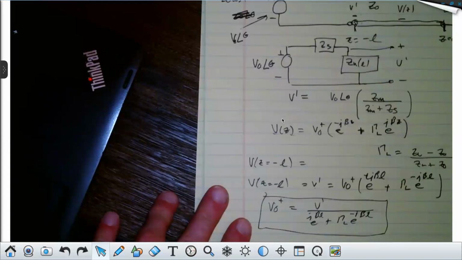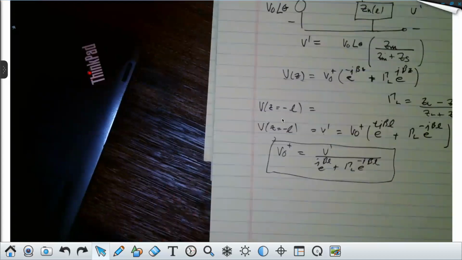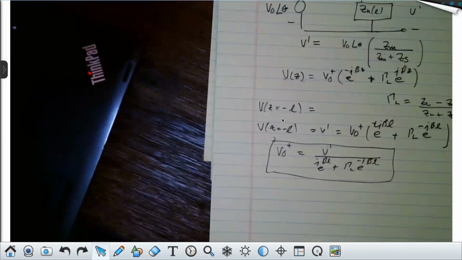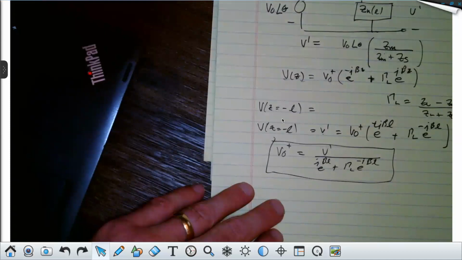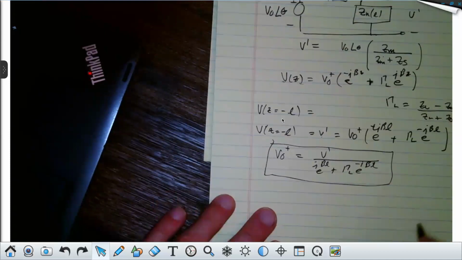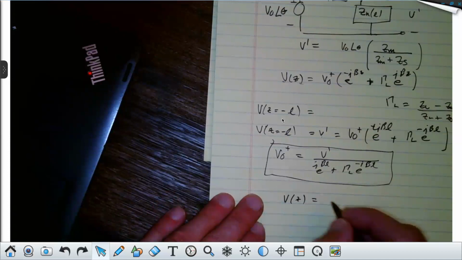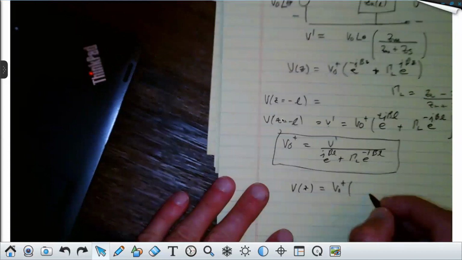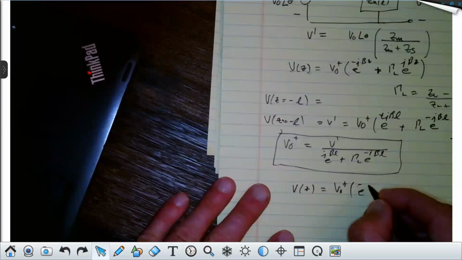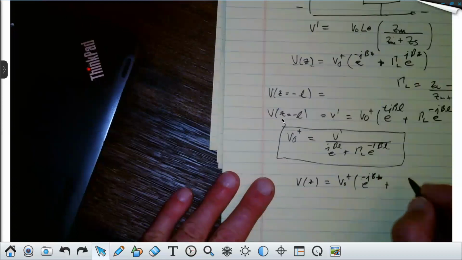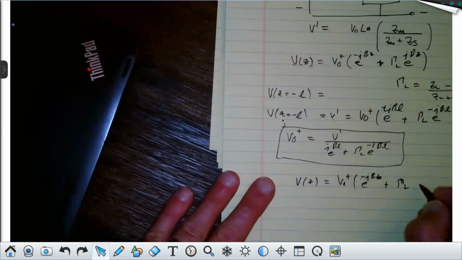Now, once we have V0 plus, if they want the voltage at the load or anywhere on the line for that matter, then regardless of where they want it, I can say that V of z is equal to my V0 plus times e to the minus j beta z plus the reflection coefficient times e to the j beta z. And that would be the voltage anywhere on the line.